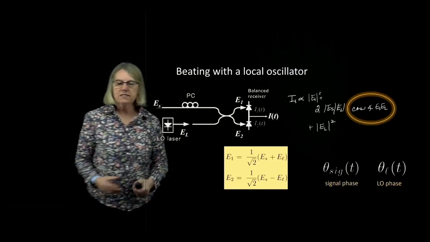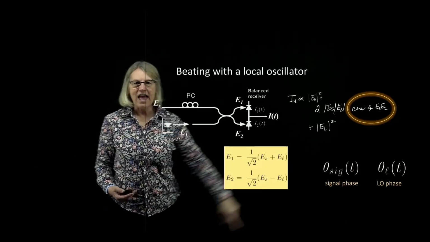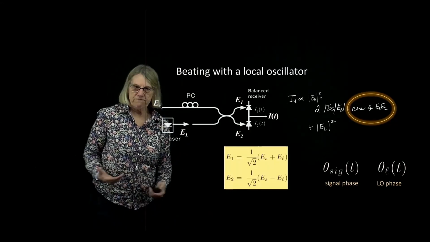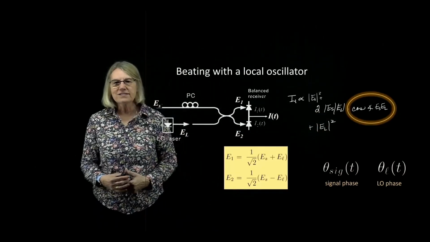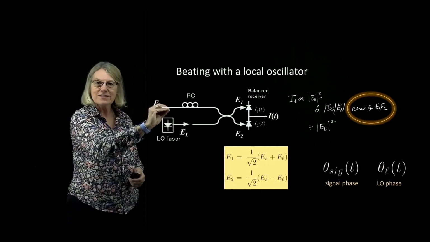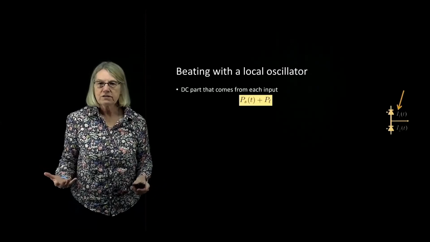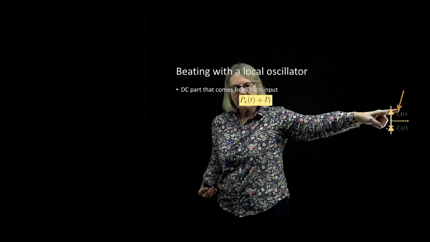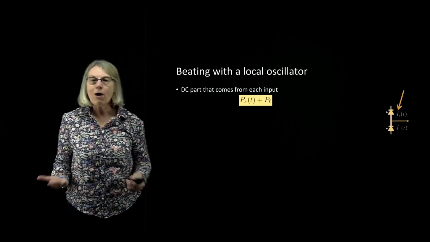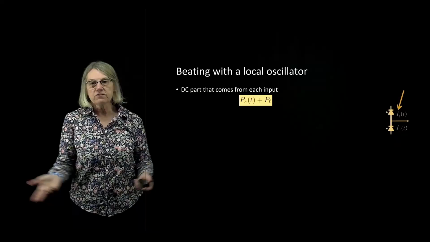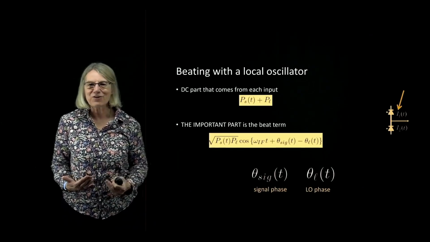So let's give some names to this. Let's call theta S to be the signal phase and theta L to be the local oscillator's phase. And somehow the cosine of the difference between these two is what is happening in this term where I'm focusing my interest. So I'm going to have one part of the photocurrent, which is coming out of this first photodiode, which is proportional to the sum of the powers of the signal and the local oscillator, the DC part of the signal coming out. And the important part is, of course, this beat term.